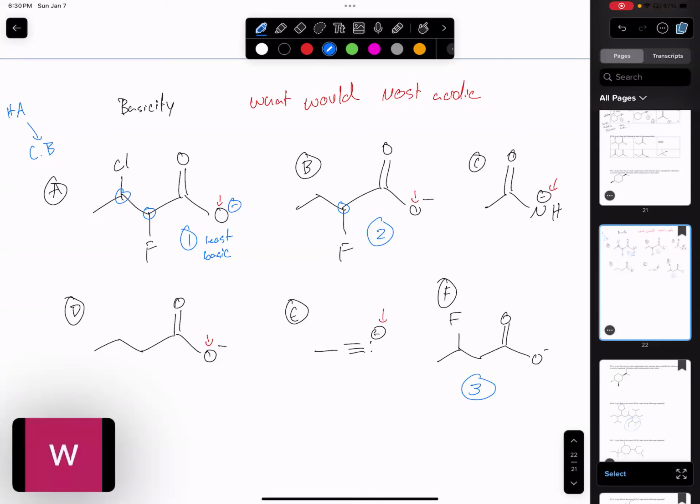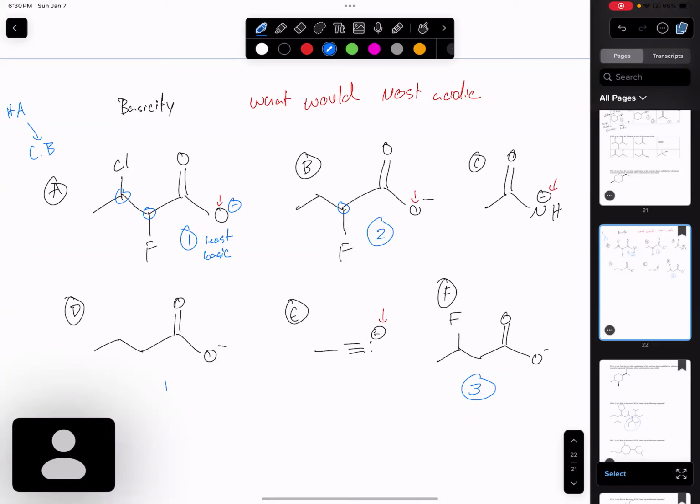Okay, now compare C, D, and E. What's the difference here? They don't have inductive effects going on, but we can still think of our Orgo rules. Which one is connected to the more electronegative atom? Is it C or is it D? What's more electronegative?